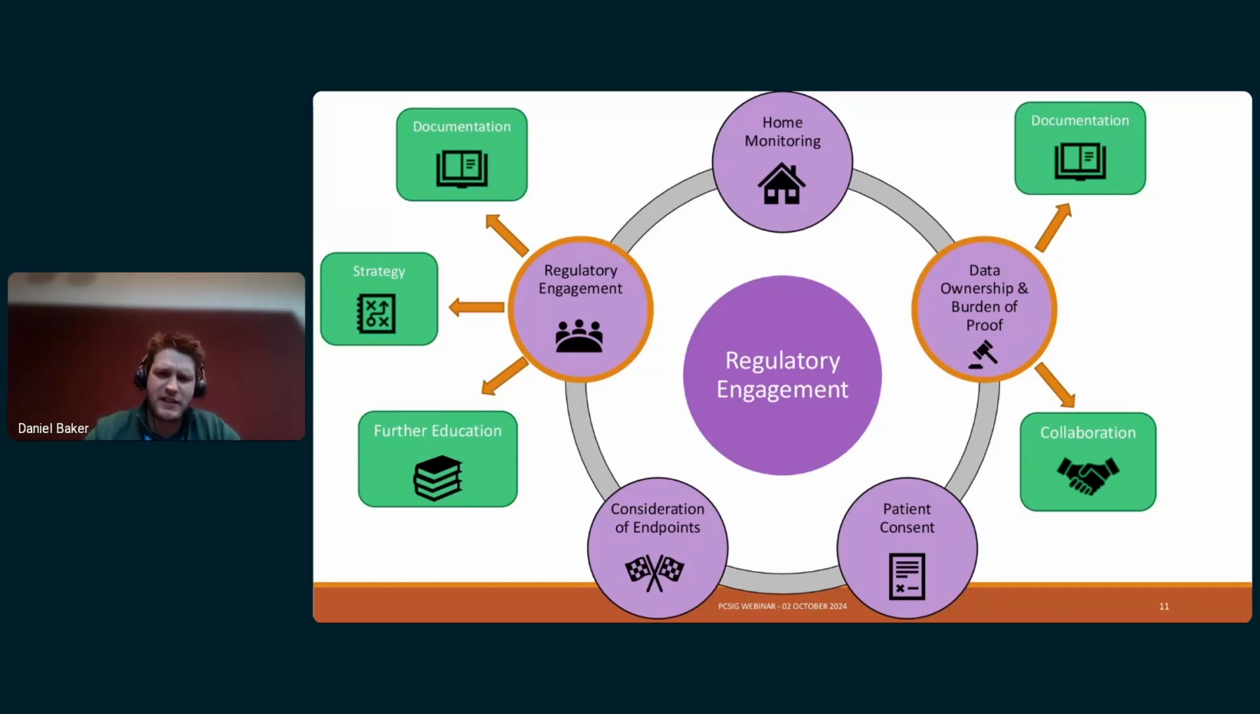And it was suggested that I think PCSIG could play a part in this by perhaps acting as a conduit for patients' voices. And I think there are some documents on the website already which set out some ideas around that.